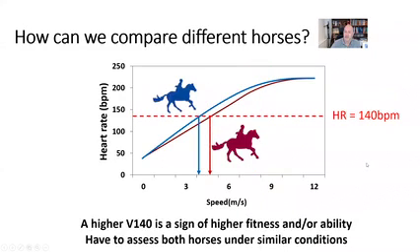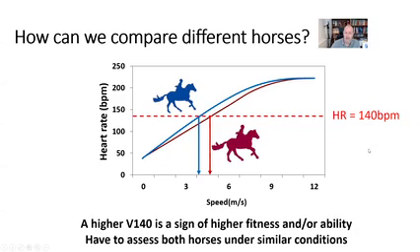And this is what allows us to compare different horses. So all you need to tell me about your horse would be its V140 or its V200, because a higher V140 is a sign of either higher fitness and/or higher ability. Now, if I trained my blue horse, it might end up here. But if I train my red horse, it might end up here. But it doesn't tell me anything about their fitness. It's just a snapshot in time, but it does tell me quite a bit about that horse, as we'll come on to see.